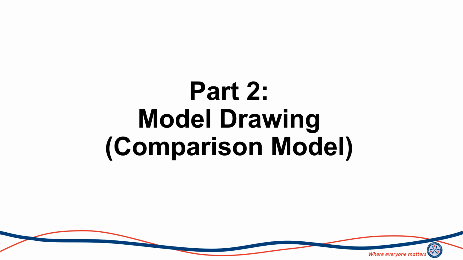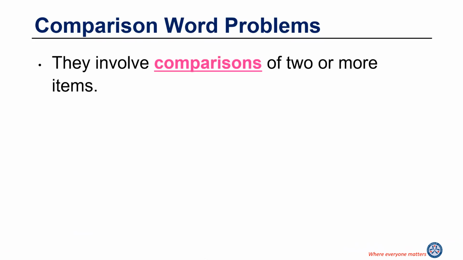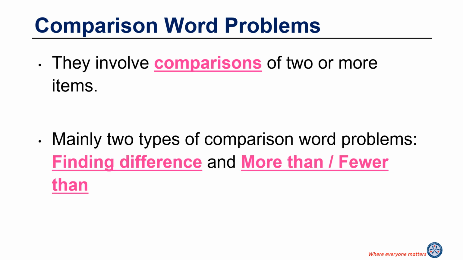Next, we will move on to part 2 of our model drawing sharing, which is the comparison model, another type of model the students commonly use to solve word problems. Comparison word problems involve comparing the quantity of 2 or more items. There are mainly 2 types of comparison word problems: finding difference as well as more than or fewer than.